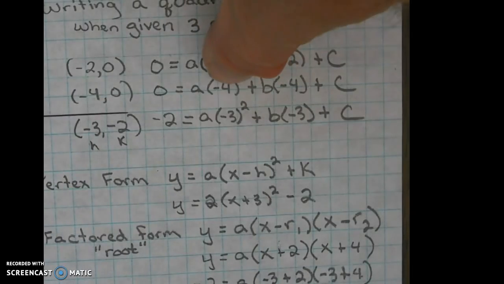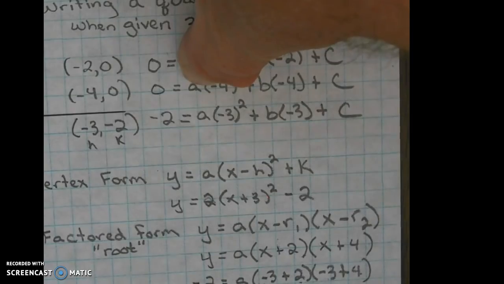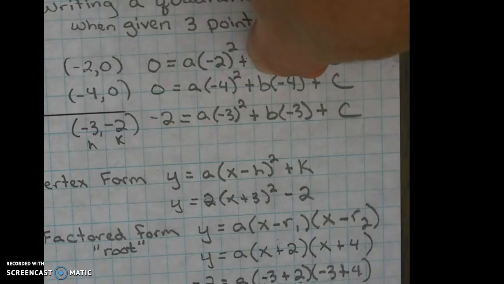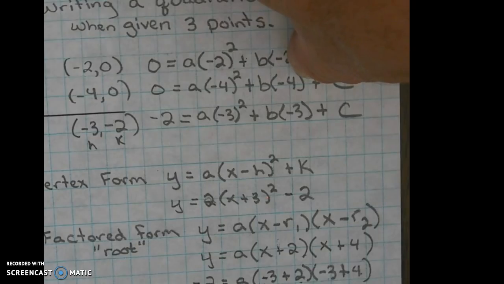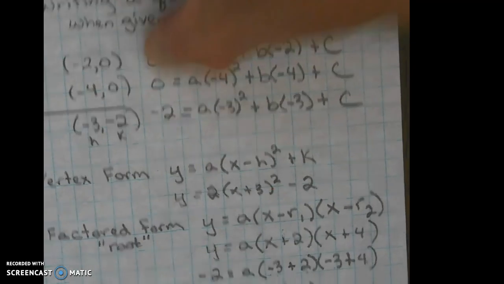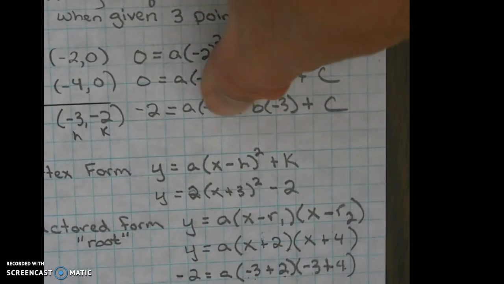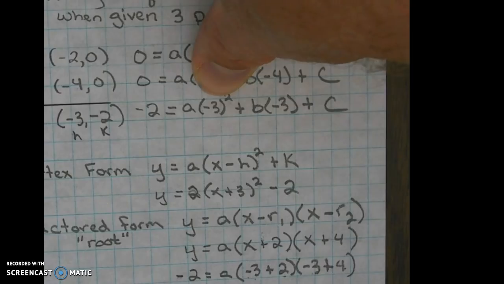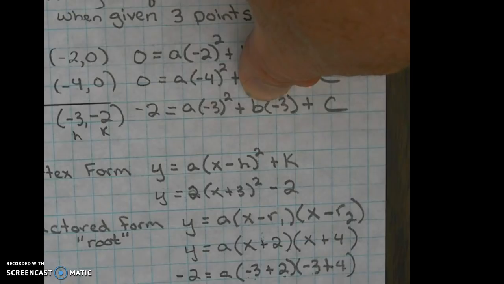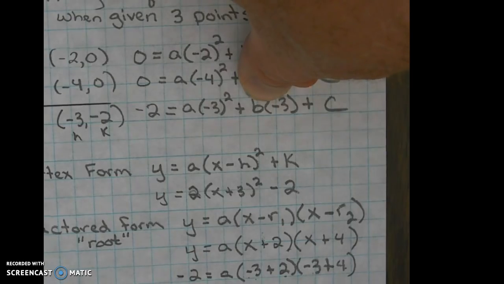Okay, and simplifying the second equation, we're going to get 16a. So please write that below. Minus 4b plus c equals 0. And that's written down here below. Next thing we want to do, simplify the third equation. So we're going to get 9a minus 3b plus c equals -2.